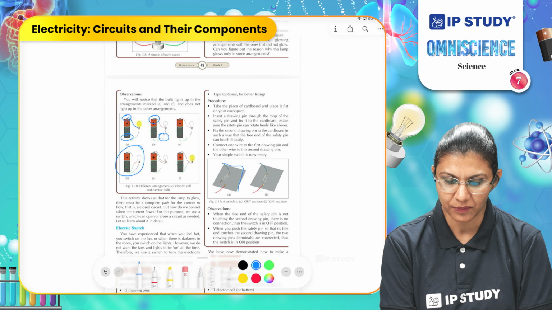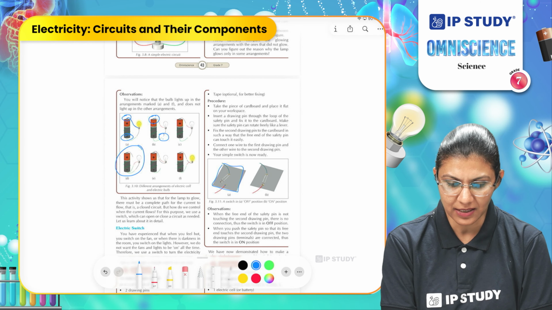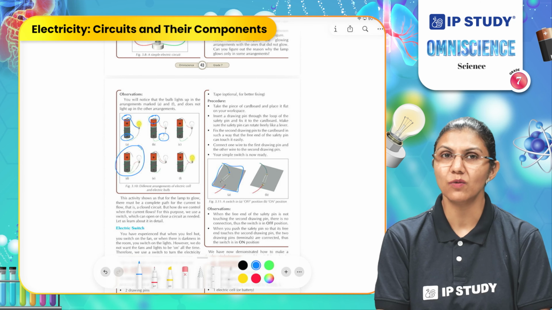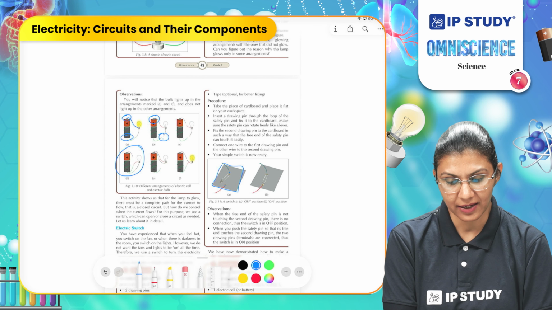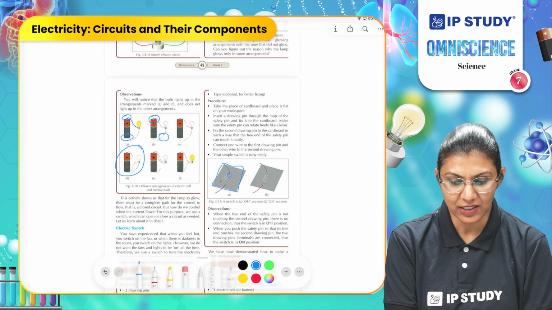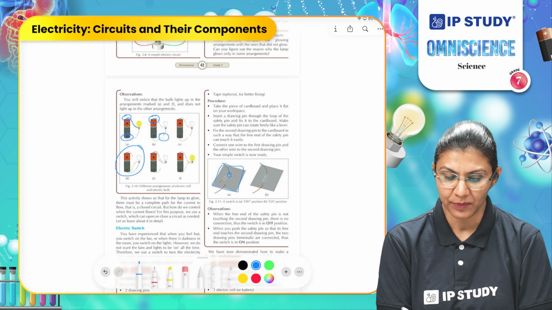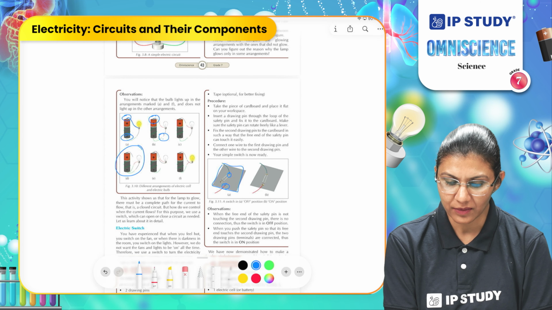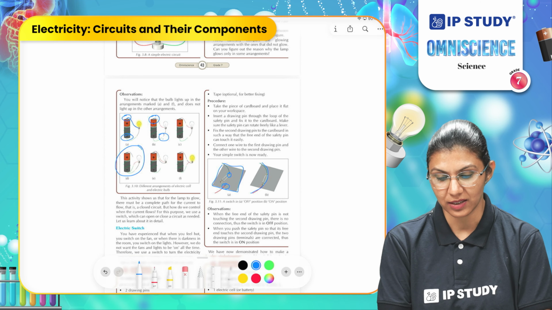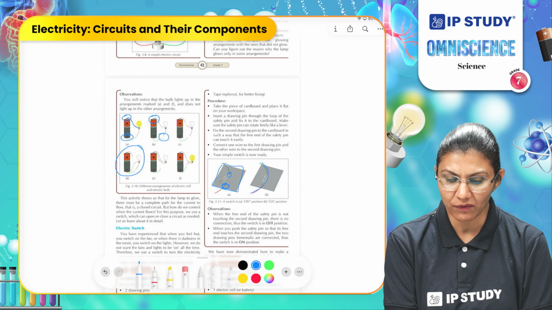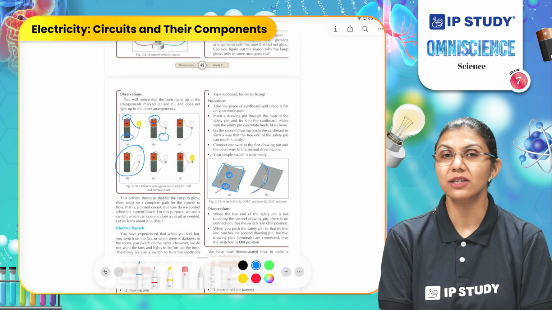You need a cardboard. Place 2 thumb pins and fix 2 pieces of wires connected to the bulb in a circuit. And now you need to fix one end of the safety pin to one thumb pin and the other end to the second thumb pin. In such a case, what will happen? There will be a complete path which will allow the current to flow through this. If either of the ends of the thumb pin is not connected to the safety pin, the circuit will not be called a complete circuit. It will be called an incomplete circuit.